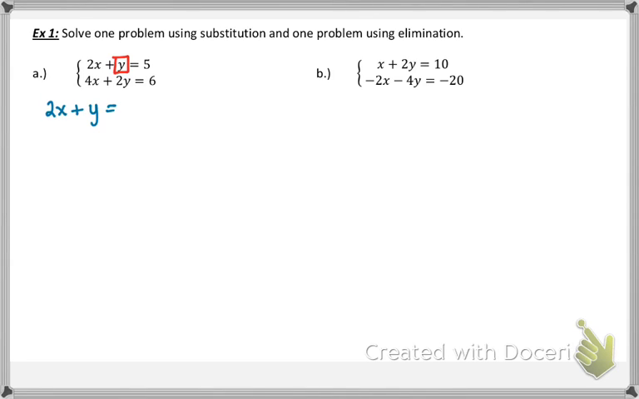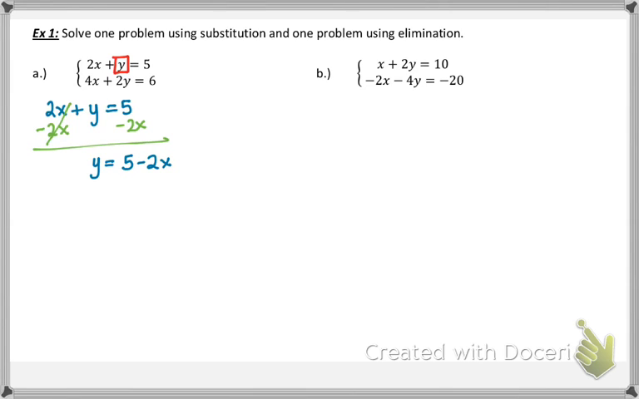2x plus y equals 5. I'm going to subtract 2x, and y is equal to 5 minus 2x. Again, it doesn't matter if you write negative 2x plus 5. We're not graphing, so I don't have to write it in y equals mx plus b form.